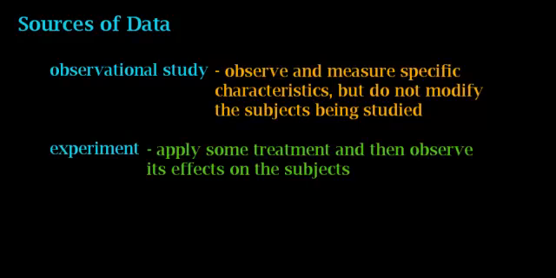In an experiment, we do apply some treatment and then observe the effects on the subject. An example of that might be in the medical field. One way they do that is as a before and after type study, where perhaps they're interested in the efficacy of a particular medication. So what they'll do is observe patients prior to taking a particular medicine, record their medical condition, whether blood pressure or something like that, and then have those same subjects take the medication.